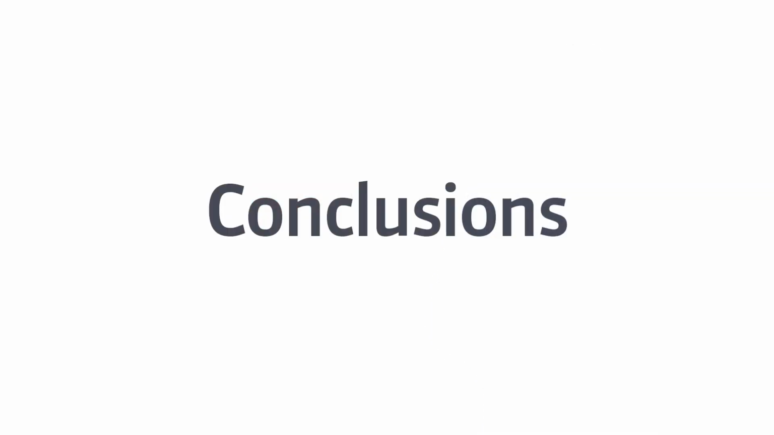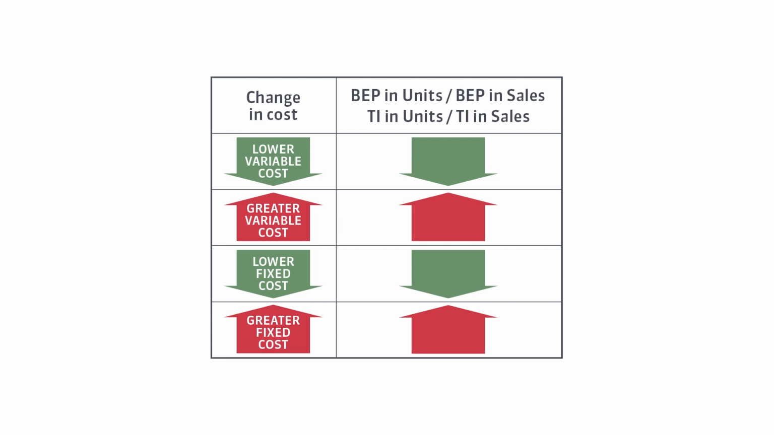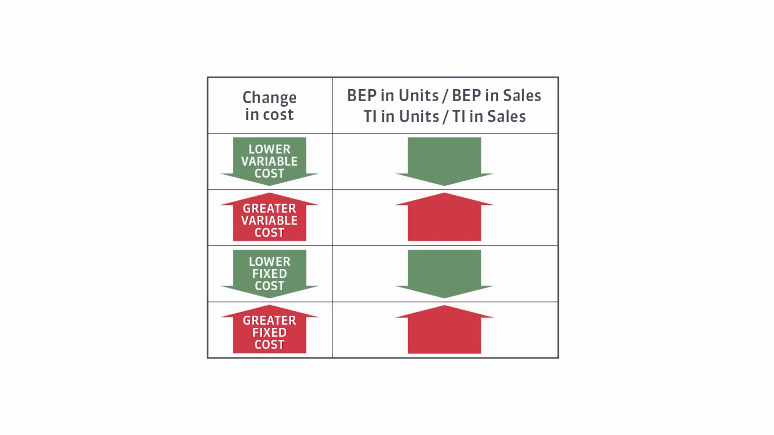It's time to summarize both phenomena, the break-even point and the target income, and draw some conclusions. If we reduce the cost, regardless of its type, it will reduce the break-even point and the target income level, both in units and in sales. The opposite change, an increase in cost, will also increase the break-even point and the target income level.